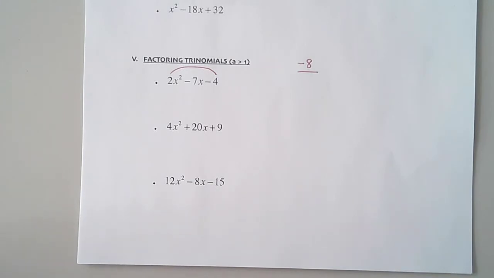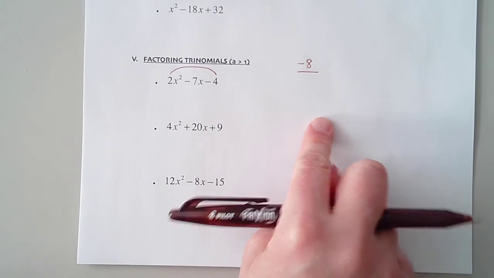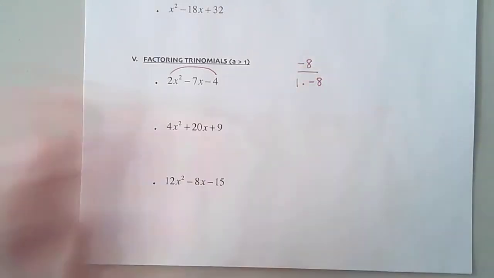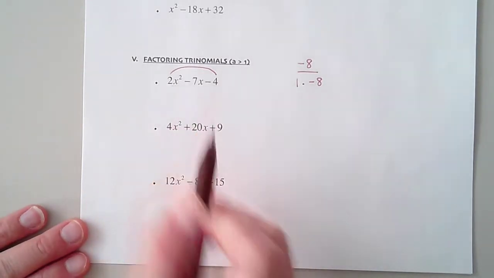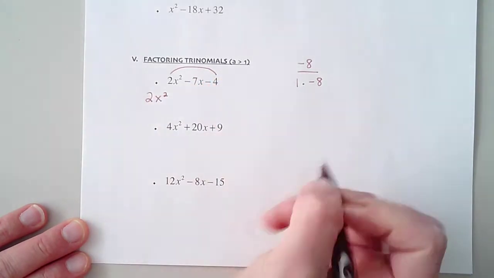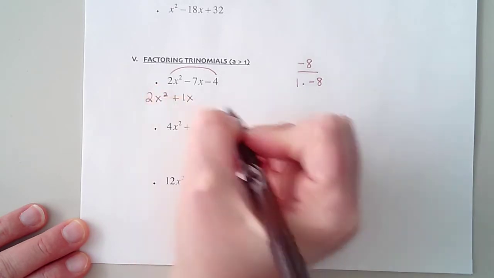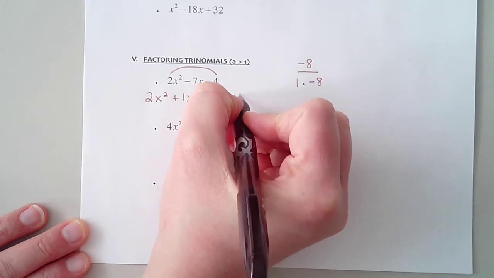So let's see. Multiply to make negative 8, add to make negative 7. I could start making a list of all of the ways that we can multiply to negative 8, but it's going to work out to be 1 and negative 8, okay? Because 1 times negative 8 is negative 8, 1 plus negative 8 is negative 7. So what I'm going to do now is I'm going to rewrite my expression, but I'm going to replace my negative 7x with a plus 1x and a minus 8x.